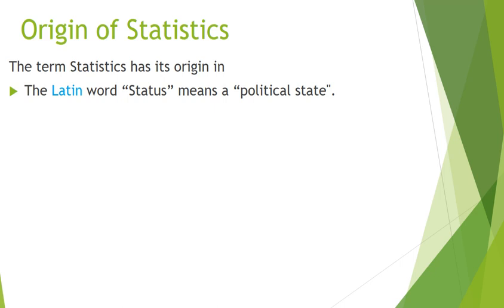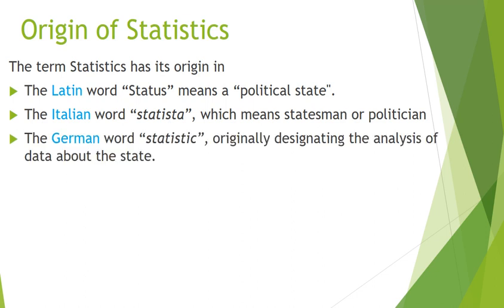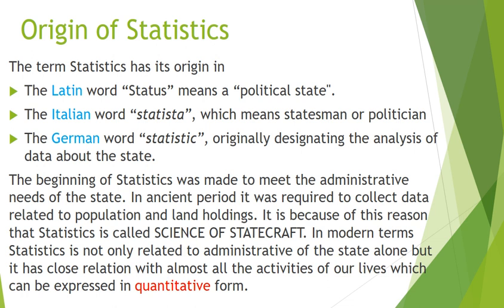Where does it come from? It comes from the Latin word status, which means a political state, the Italian word statista, which means statesman or politician, and the German word statistik, originally designating the analysis of data about the state. The beginning of statistics was made to meet the administrative need of the state. In the ancient period, it was required to collect data related to population and land holdings. It is because of this reason that statistics is also called the science of statecraft.